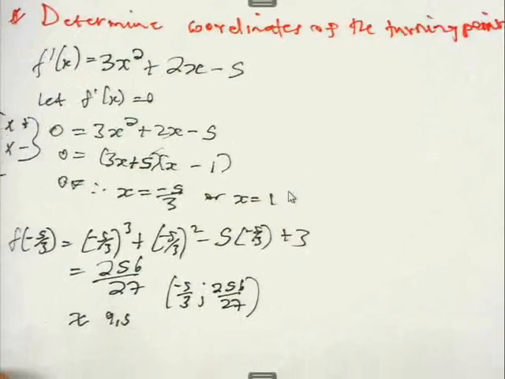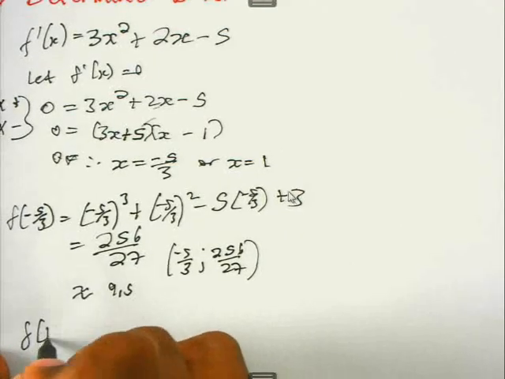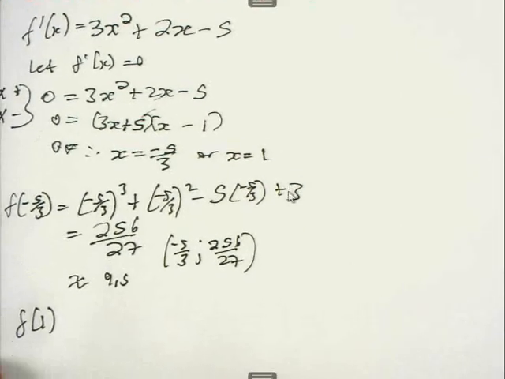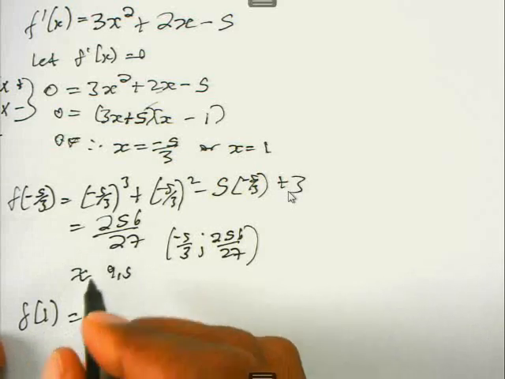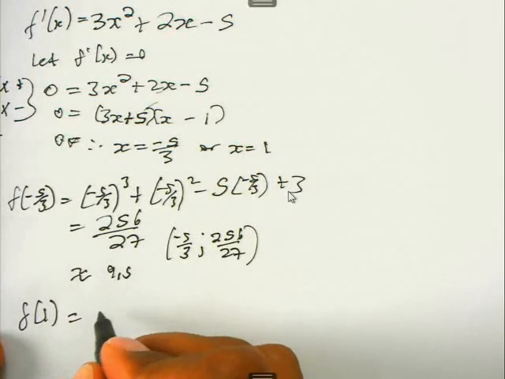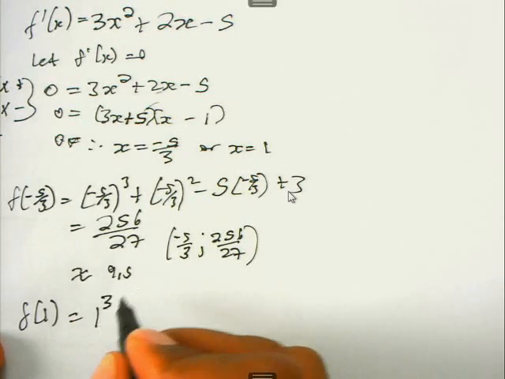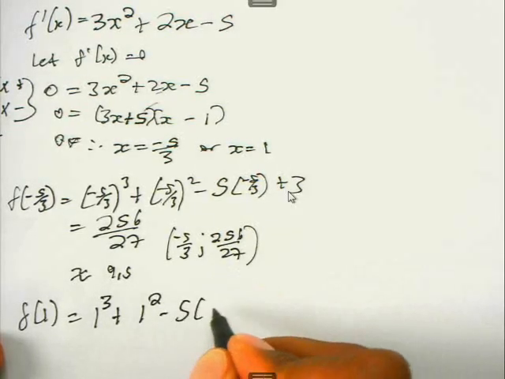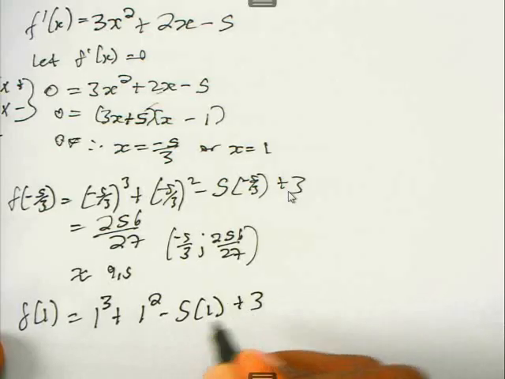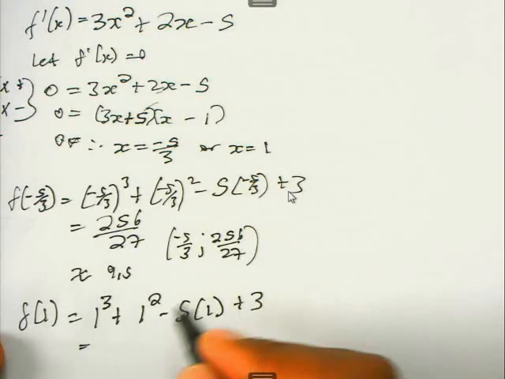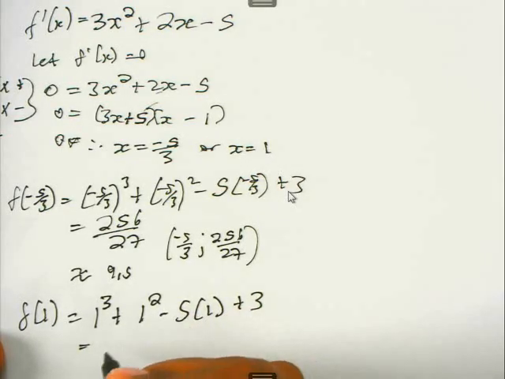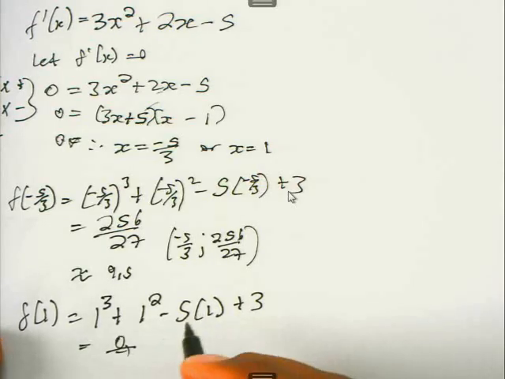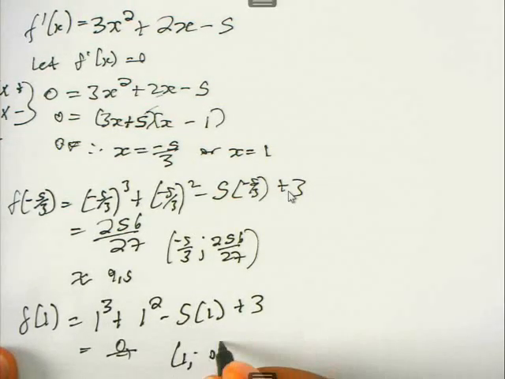The second one, of course, we take f, wherever we see x, we substitute it by 1. And now we are going to have 1 to the exponent of 3 plus 1 squared minus 5 times 1 and then plus 3. That is 1 plus 1 is 2 plus 3 is 5. 5 minus 5 is 0. Then the coordinates there will be 1, 0.